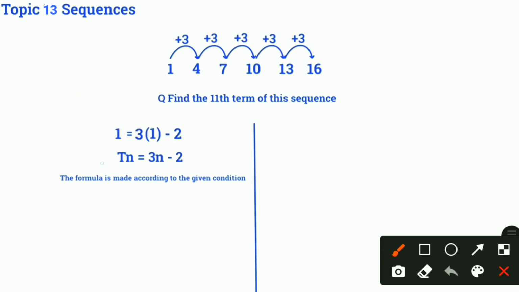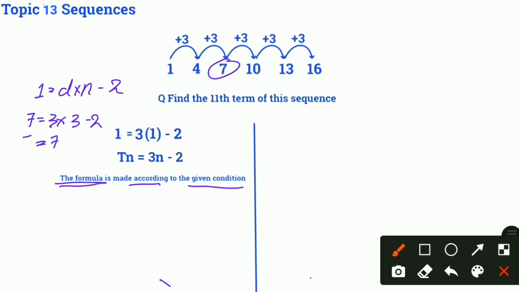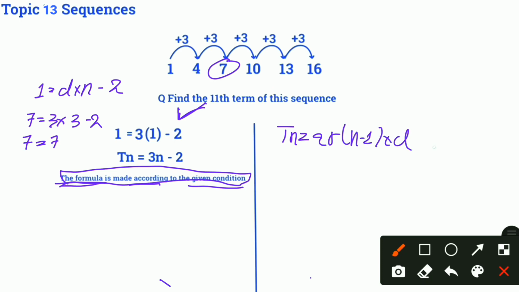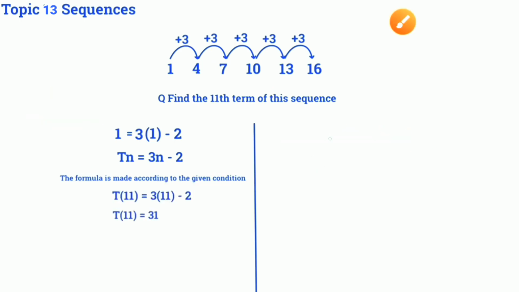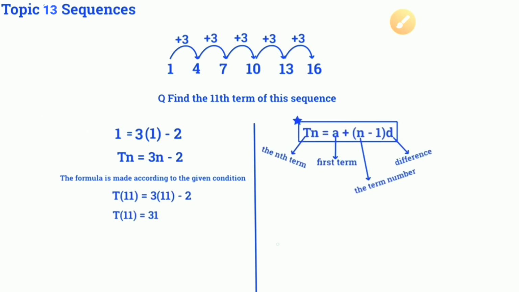You also need to make sure that you make the formula according to the given condition. The formula is also made according to the given condition. So the 1st term is equal to 3 × 1 - 2. If I want to know this, the 3rd term is 3 × 3 - 2, so it's going to be 7. You also need to learn how to make the formula according to the given condition, and also remember this formula. Okay, so this is the topic sequence.